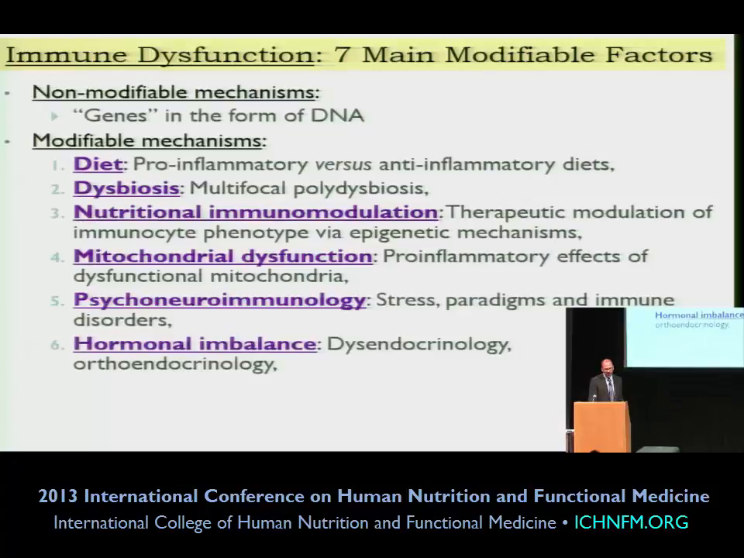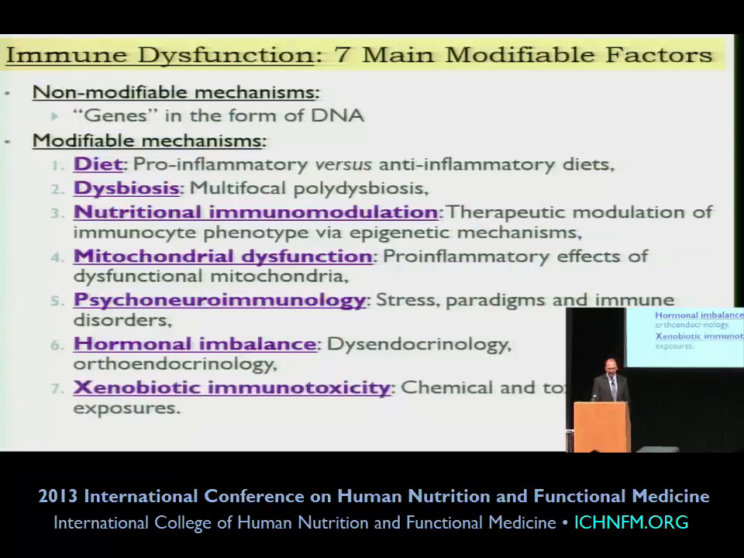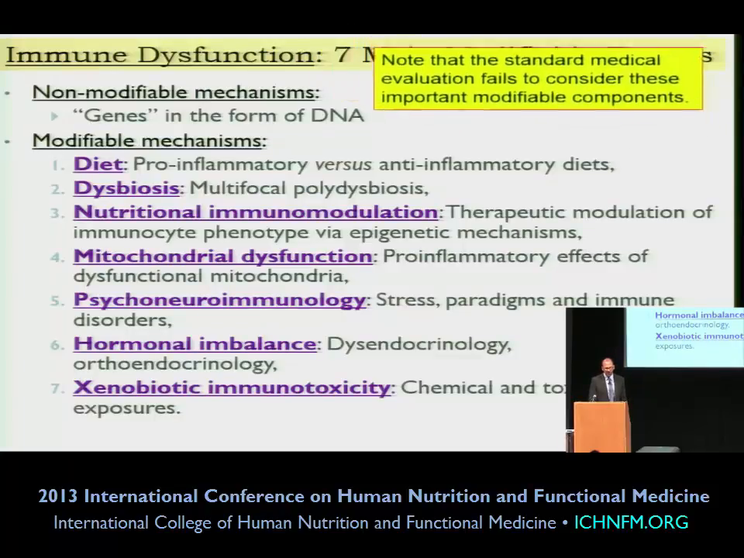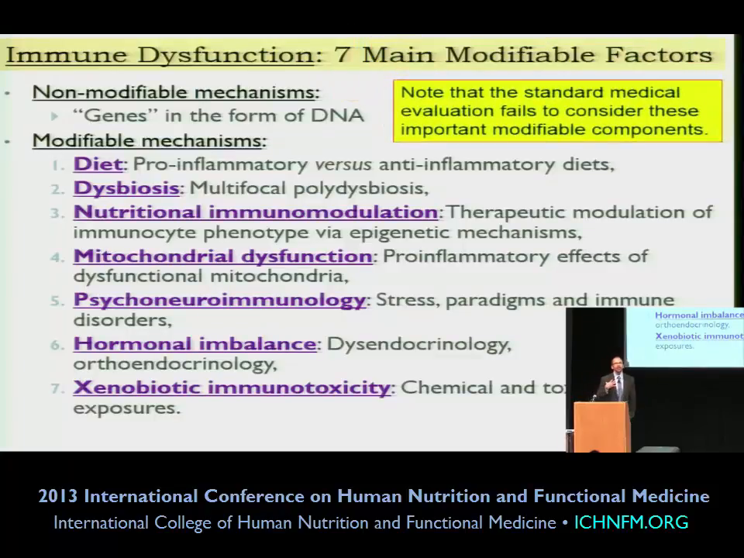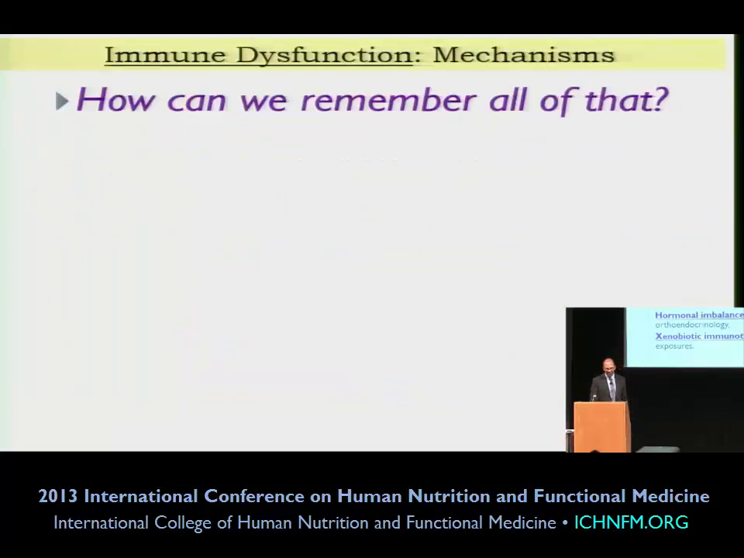So, 7 modifiable mechanisms: diet, dysbiosis, nutritional immunomodulation, mitochondrial dysfunction, psychoneuroimmunology and sociology, hormonal imbalance, and xenobiotic immunotoxicity. So these were the things I was wrestling with last year as I was reorganizing my slides, and I thought, wow, those are the 7 patterns I see in the research. What can we do clinically, or what can I do as a writer and educator to make that easier to understand?